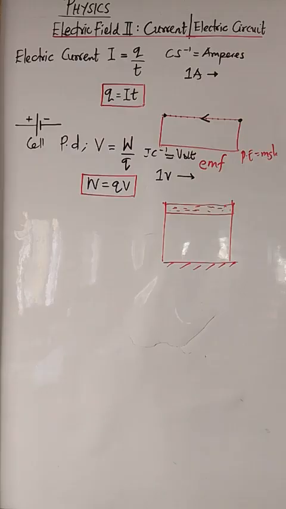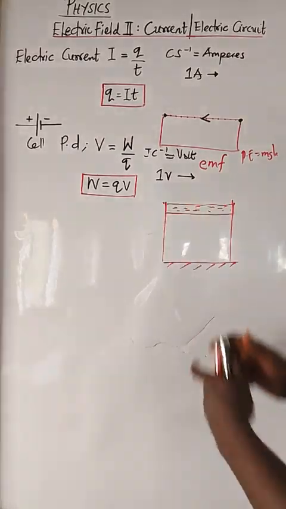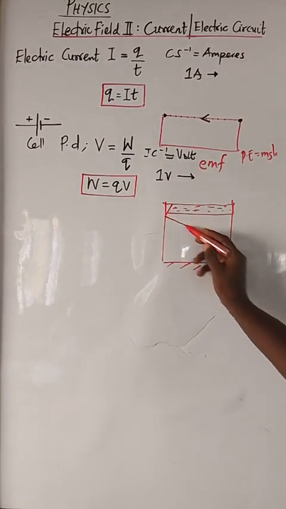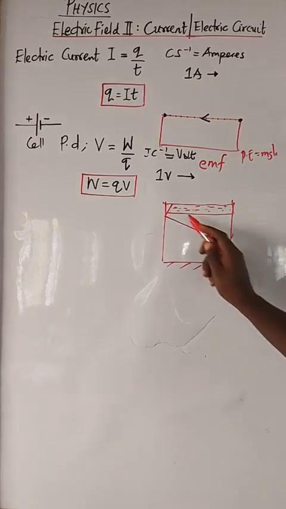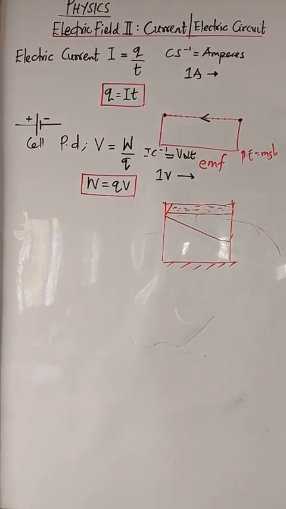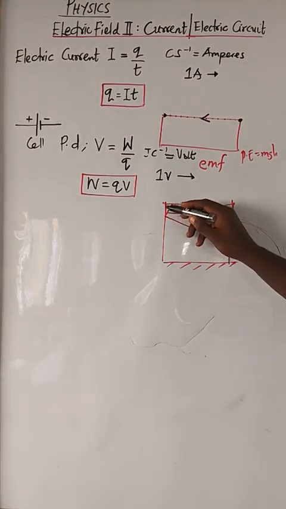For there to be a difference, there must be a motion. This thing has to be tilted. When you tilt this thing this way, what happens? The water will start flowing. So this water will flow after being tilted. Why? Because the potential here and the potential here are different.